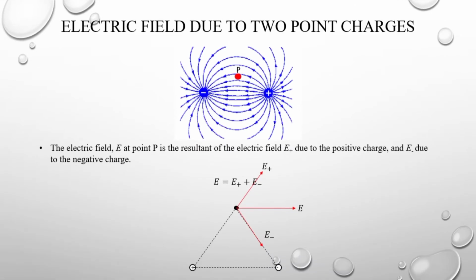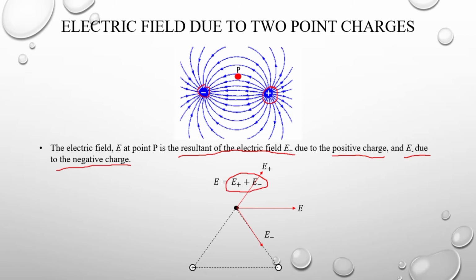Electric field due to two point charges. Take a look at this diagram. The point P is located between two charges. One is the negative charge, another is the positive charge. It experiences two electric fields combined by the two charges. The electric field E at point P is the resultant of the electric field E plus due to the positive charge, and E negative due to the negative charge. So in order to calculate the resultant E, we need to sum the E plus and the E negative together.